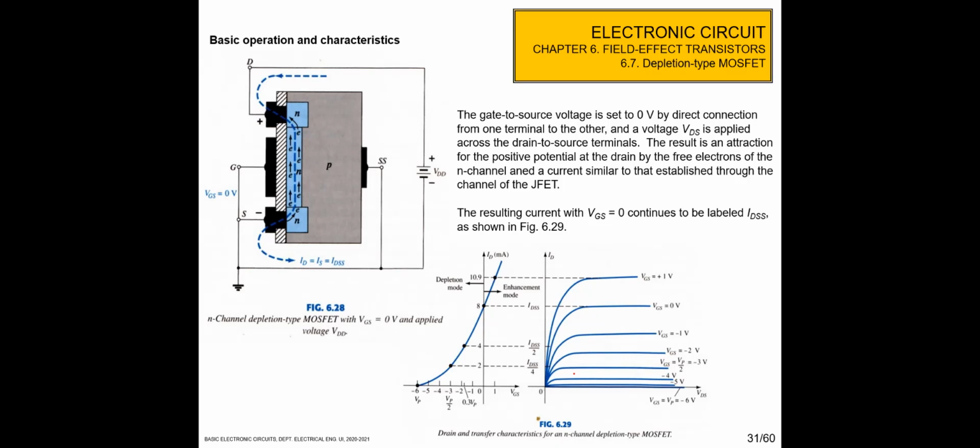If we control the voltage of the gate, VGS, the voltage between the gate and source, we can control the current ID. ID is the drain current, similar to IS, and ID at saturation is IDSS. When the gate-to-source voltage is set to 0 by direct connection to ground, VGS is equal to 0. Then the voltage VDS, or VDD, is applied across the drain to source.